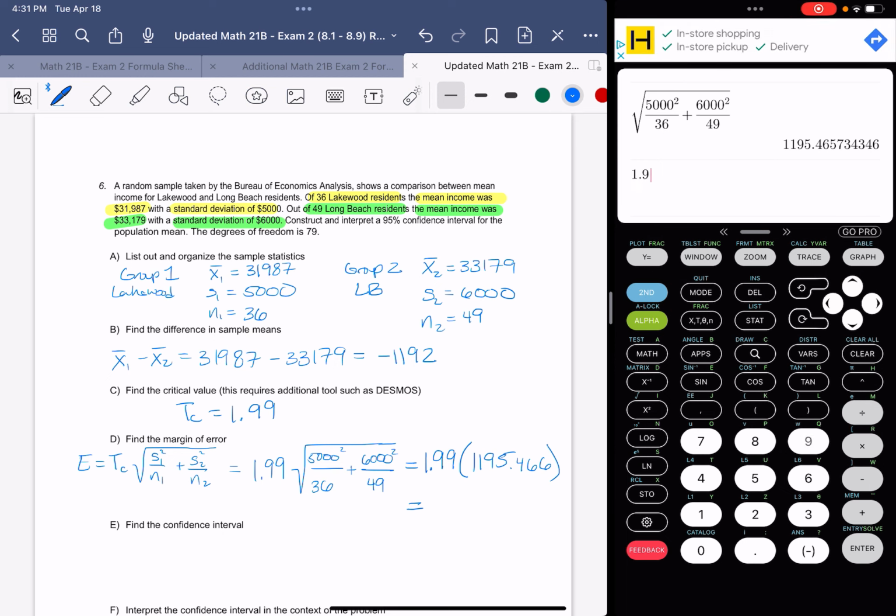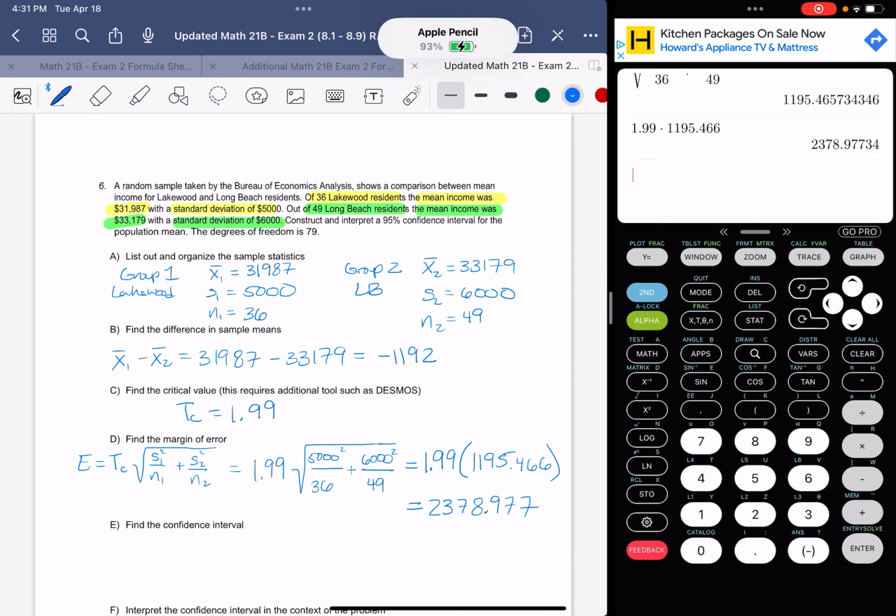So 1.99 times 1,195.466. So my final answer is 2,378.977. Was it multiplied for some reason? Give me a moment. Yeah, you got that? 1195. Okay, cool. 0.466.